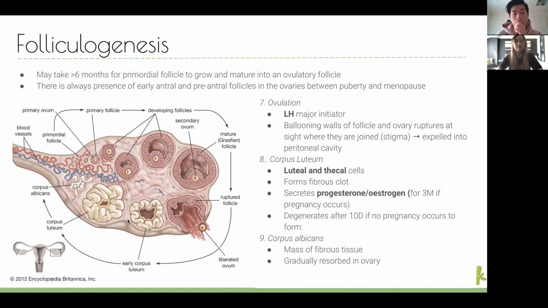And they secrete progesterone and estrogen for about 3 months if pregnancy occurs. And if no pregnancy occurs, it degenerates within about 10 days and becomes the corpus albicans, which is just a mass of fibrous tissue.